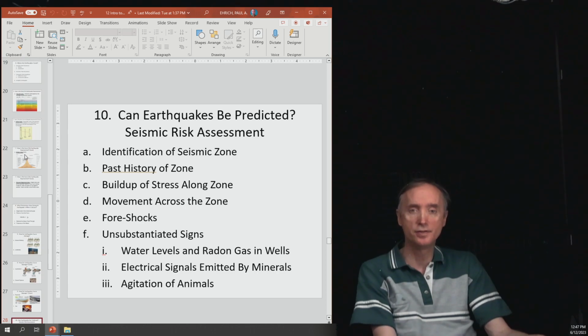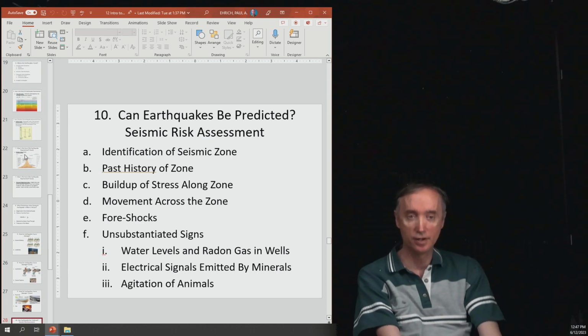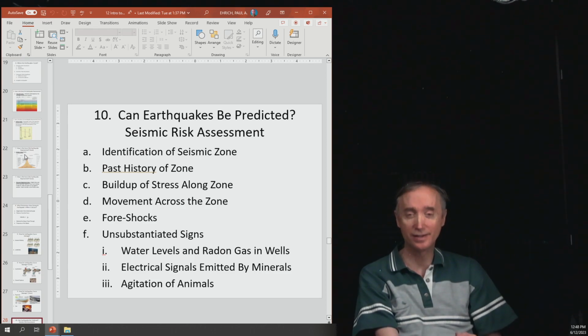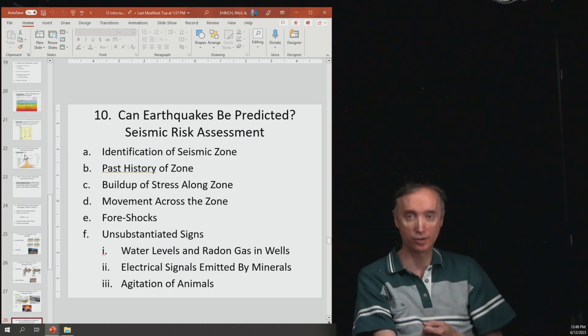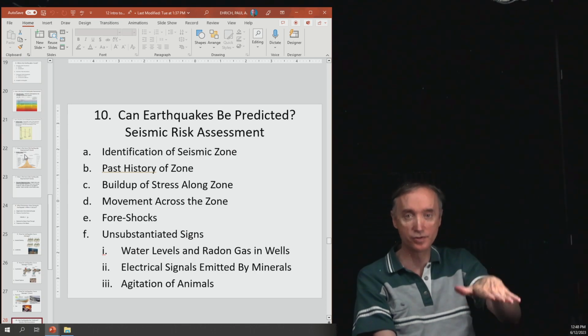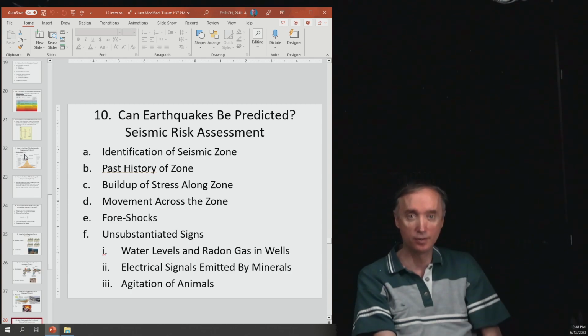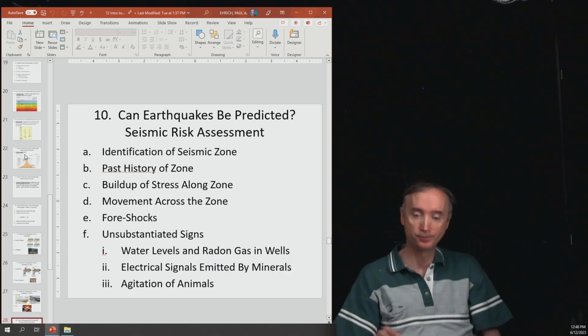And then you've got these unsubstantiated signs. These are signs that have been used in the past to indicate that an earthquake is going to occur, but there's no scientific evidence as such that an earthquake is going to occur if water levels in wells change or if gas begins to come out of the ground, for example.